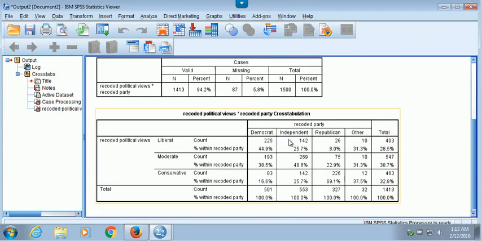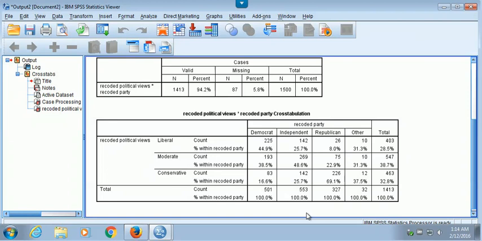And you will see this table right here. And so again, our recoded political party is across the top, in our columns, and our dependent variable, which is our recoded political views, is in our rows. If you look across this, you're trying to determine whether or not there is a relationship. So if you look across, you can see Democrats are most likely to identify as being liberal. In the second row, you can see that independents are most likely to be considered moderate. And on the bottom, you see that Republicans are most likely to be conservative.